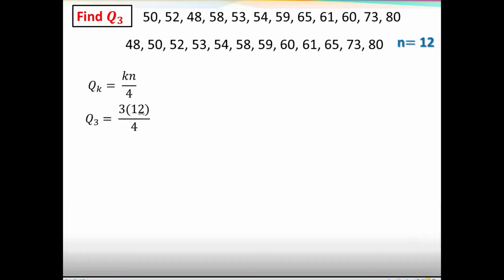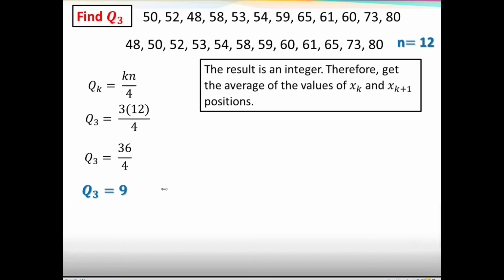3 times 12, as we all know, is equal to 36. Next, divide. 36 divided by 4 is equal to 9. So, q sub 3 is equal to 9. 9 is an integer. So, we will apply the second condition. The result is an integer. Therefore, get the average of the values of x sub k and x sub k plus 1 positions.